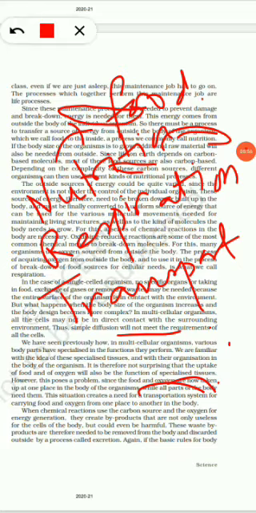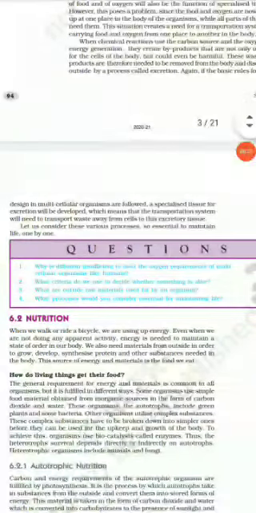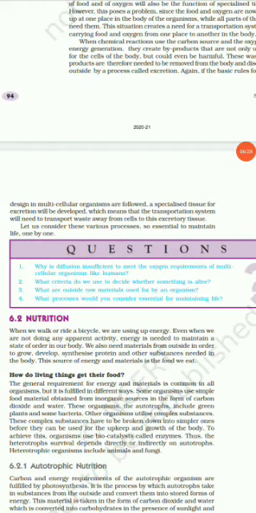Then when the chemical reaction is taking place, for obvious reasons there will be some waste created, some byproducts which might be harmful for the body. So it should be discarded. So there is a process of excretion that will occur. Again, if the basic rules for body design in multicellular organisms are followed, a specialized tissue for excretion will be developed, and this is the excretory system.